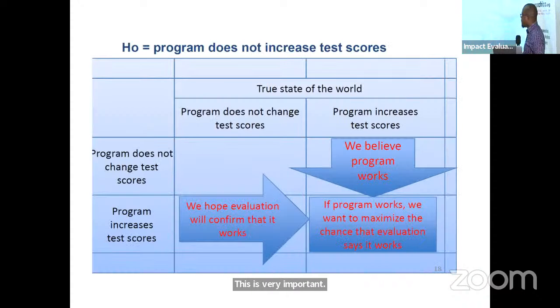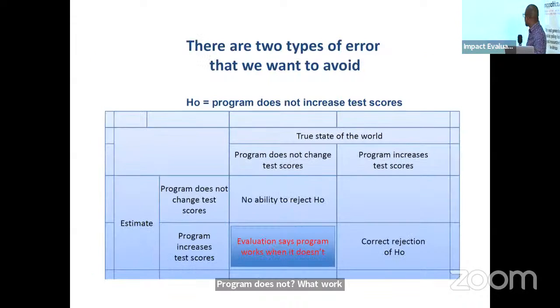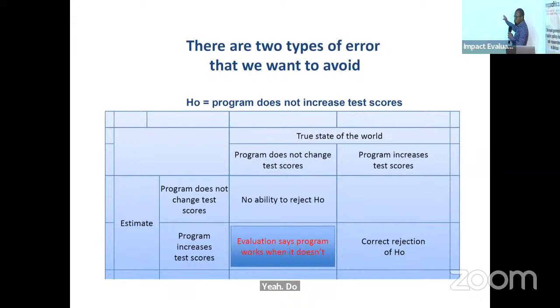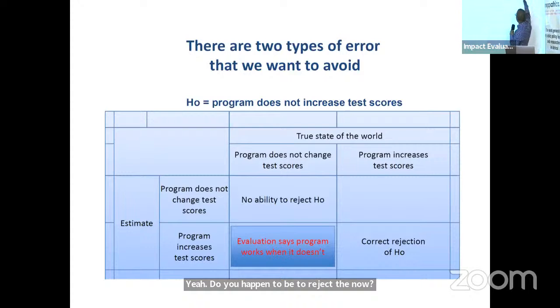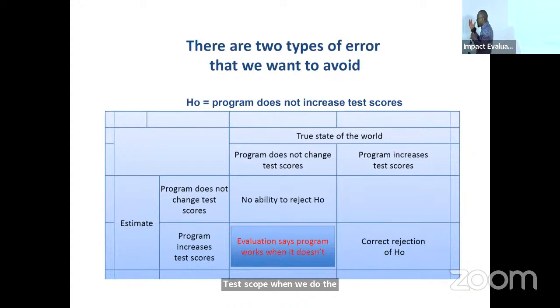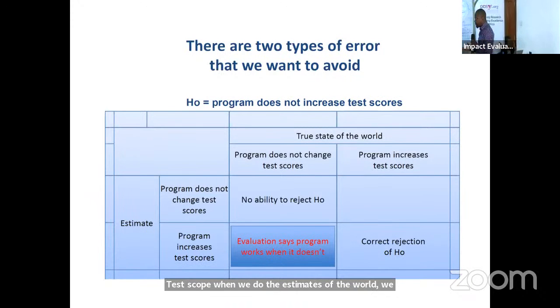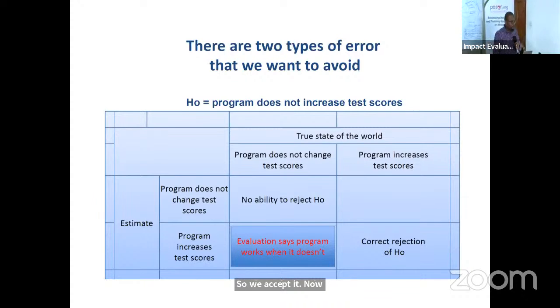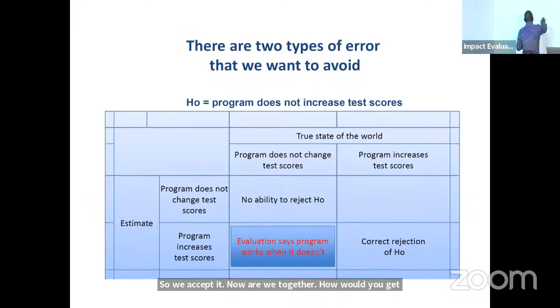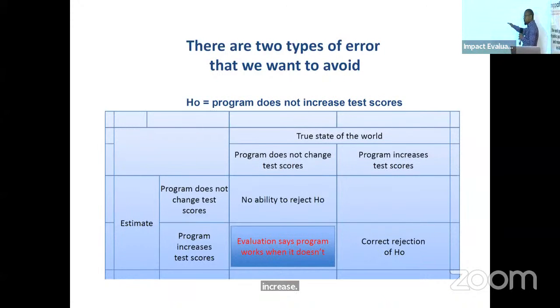So let's see. Remember, our null is that the program does not work. Here, do we have an ability to reject the null? No, because our null says the program does not increase test score. When we do the estimate of the world, we find out that indeed it doesn't. So we accept the null. The evaluation confirms that indeed the program does not increase test score. So we don't have an ability to reject the null.